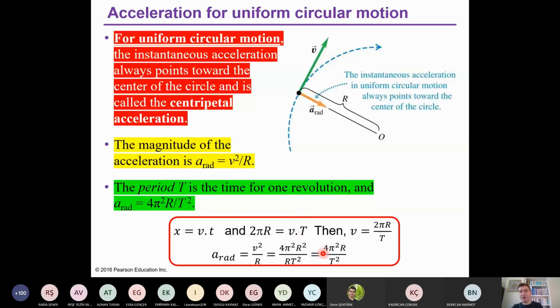Sometimes in the questions, velocity is not given. It is just given that the motion is a uniform circular motion, and v is not given, only the radius is given. Then acceleration is asked. If the period is also given within the question, you can calculate the radial acceleration. So this formula is sometimes helpful. Do you have any question here?